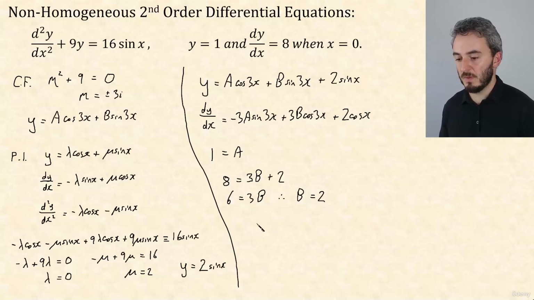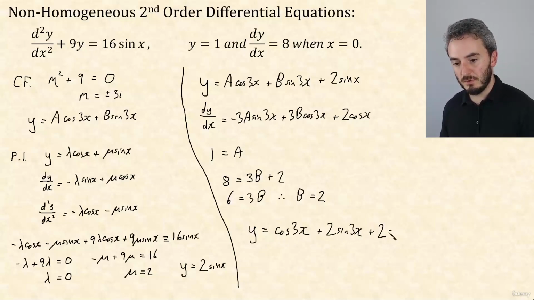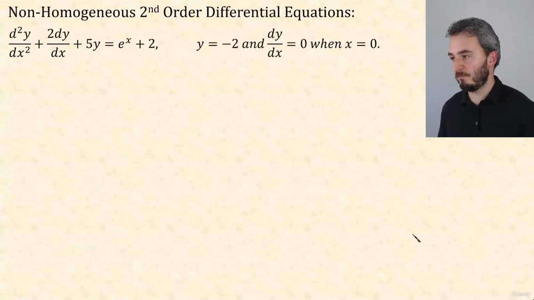Stitching that all together, we have a particular solution of y equals a cos 3x, that's 1 times cos 3x, plus b, which is 2, sine 3x, plus 2 sine x. And there is our particular solution to the whole shebang. All right, let's try another.